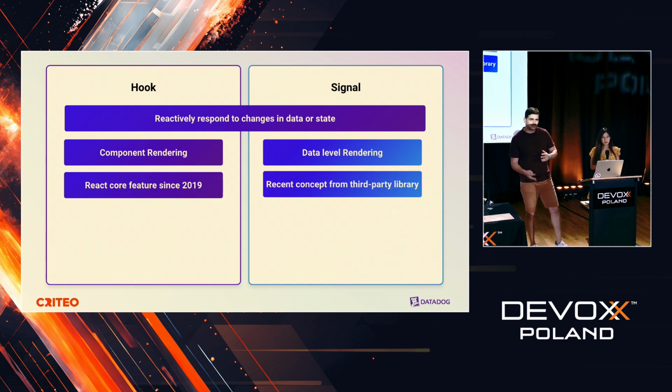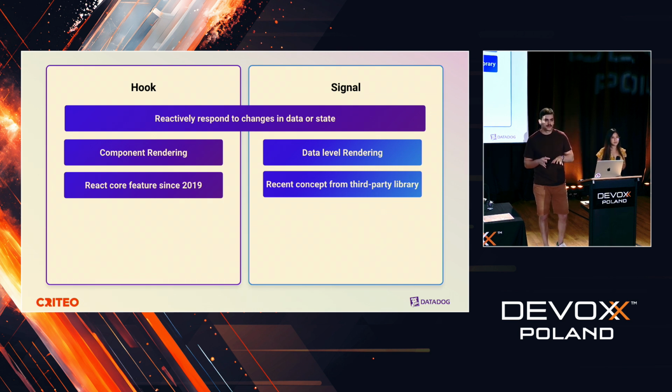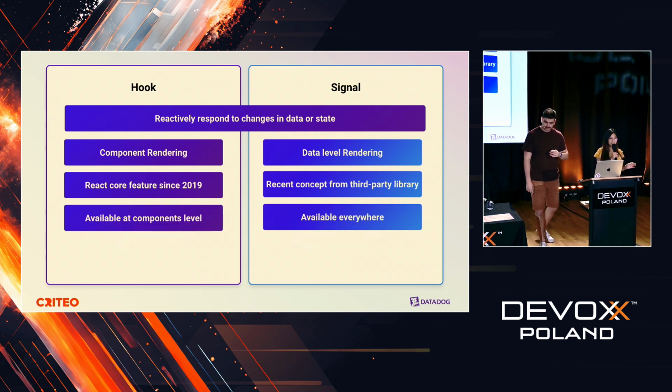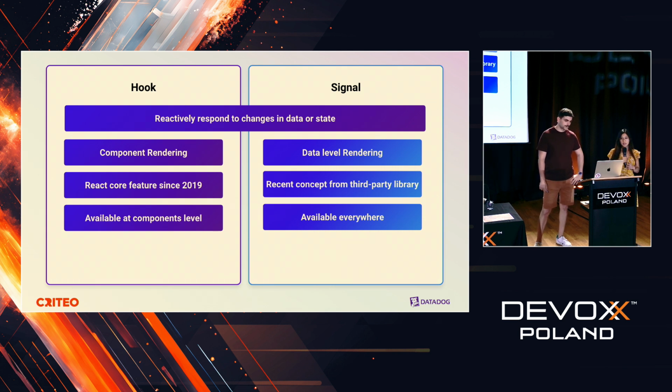But in terms of maturity, signals are a really recent concept. It comes from a third-party library in React, from Preact. But hooks are a standard feature from 2019. Even though not everyone likes them, they are pretty used. With signals, you are not limited to the scope of the component. You can use the signals everywhere in your project, whereas with React hooks, you are limited to the component.